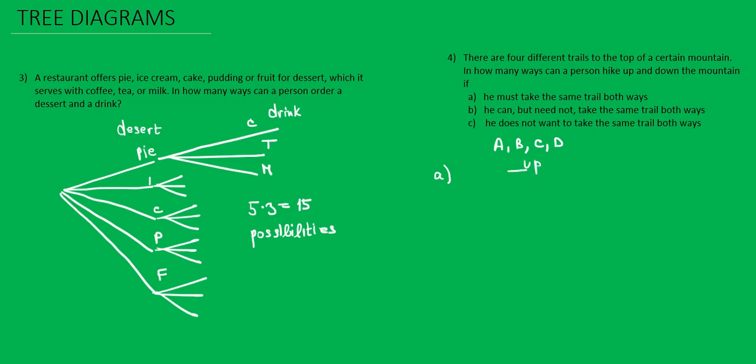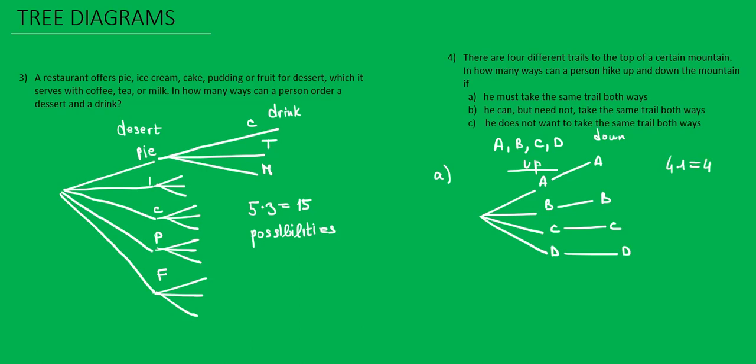So step 1 is going up the mountain. 4 possibilities are A, B, C, and D. And since the condition is that he has to go back using the same trail, that means only 1 branch for the second step. Okay, so these are the choices when he goes down the mountain. So altogether we have 4 branches here, and each branch of the first step contains 1 branch of the second step. So 4 times 1 equals 4 ways.